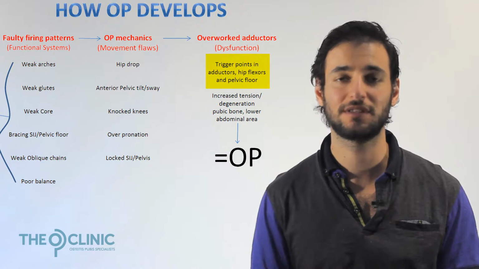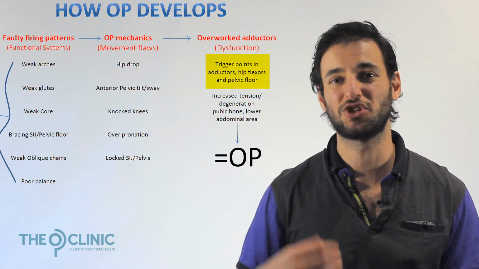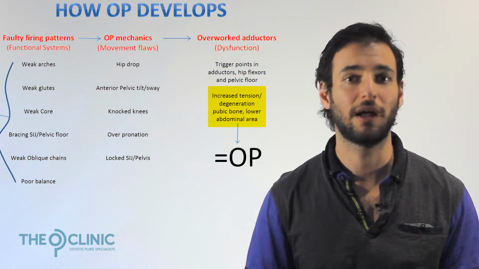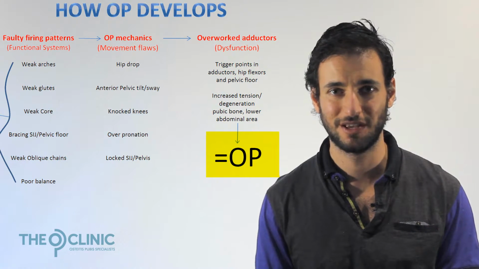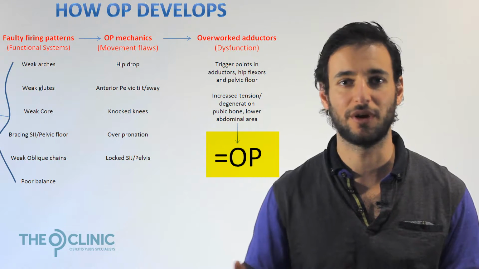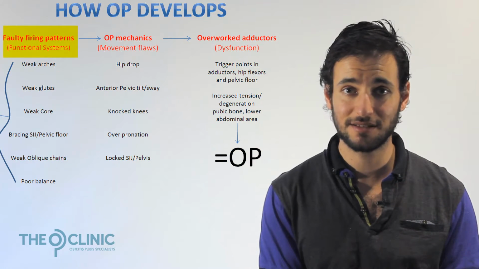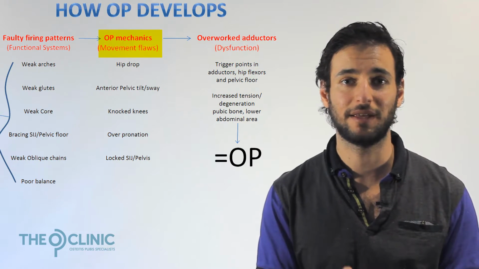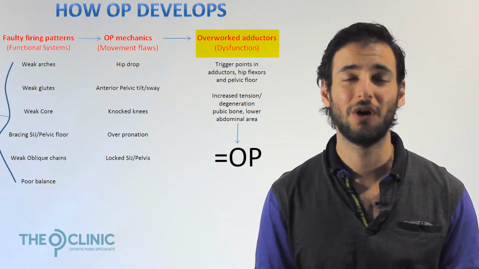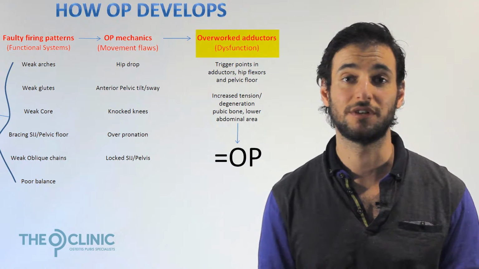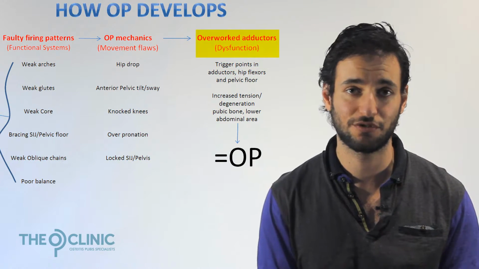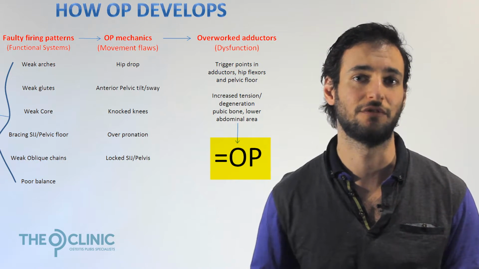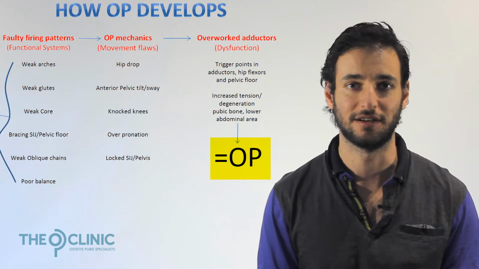They become overworked, they fatigue, they tire, they become extremely tight, they develop trigger points, and eventually they start pulling on the pubic bone and causing osteitis pubis. So you see a really simple progression. Faulty firing patterns and weak functional systems lead to really bad mechanics. These bad mechanics put extra pressure and extra load on your body and threaten injury. Your adductors kick in, trying to protect you from that injury. They get tired, they get fatigued. OP is the end product of all these overworked and tired adductors.